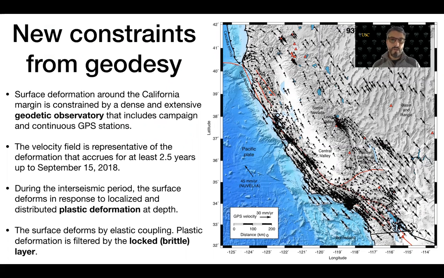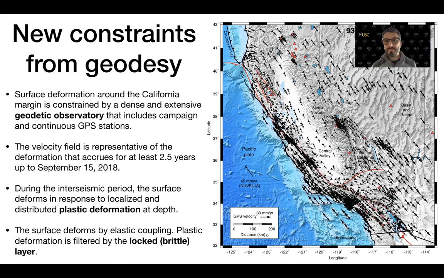At the root of the study, we assume the fact that for any plastic flow that takes place in the Earth's interior, there is an induced surface deformation that occurs by elastic coupling. So we exploit this effect to infer the distribution of mantle flow from surface observations.